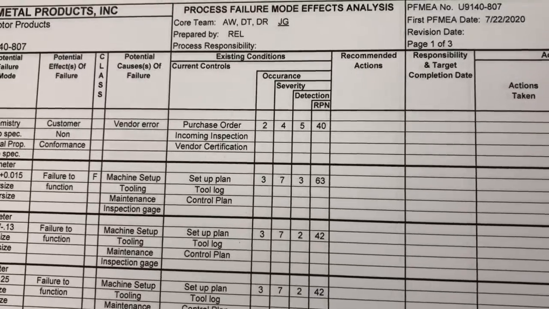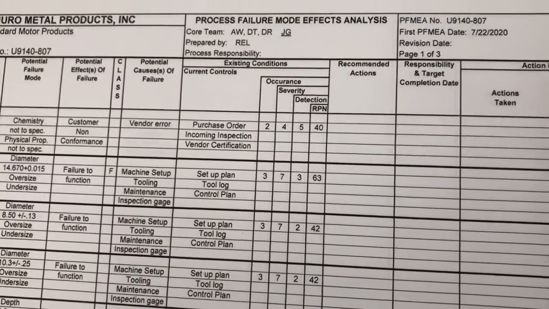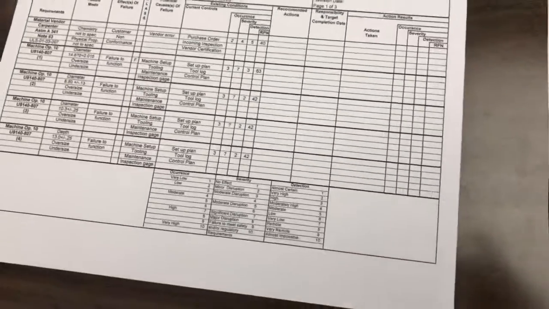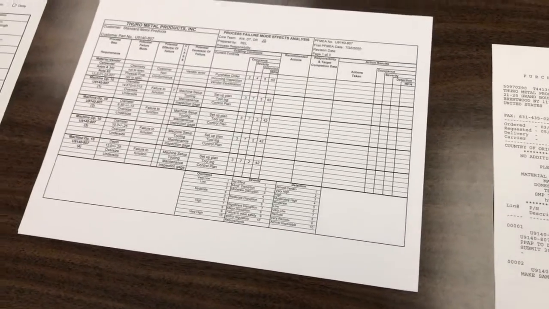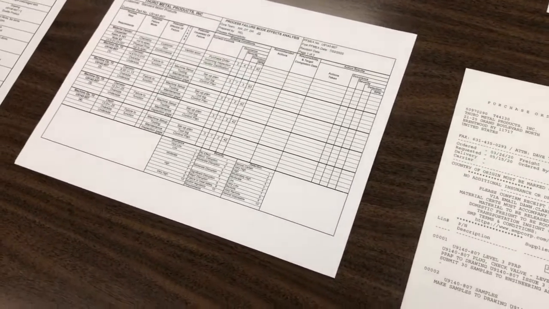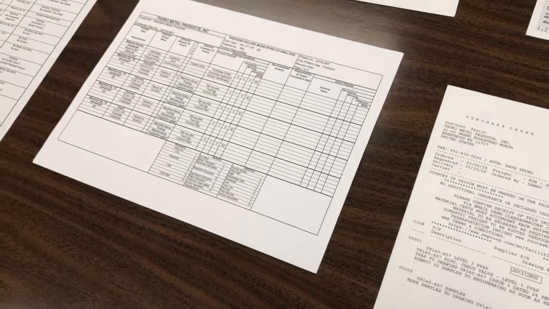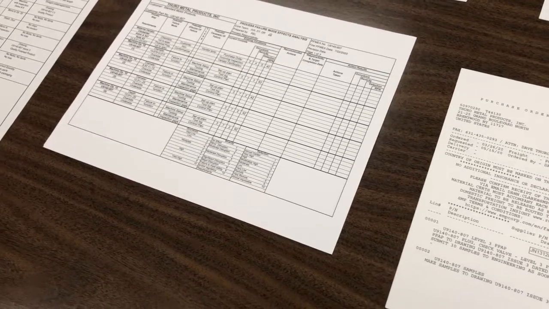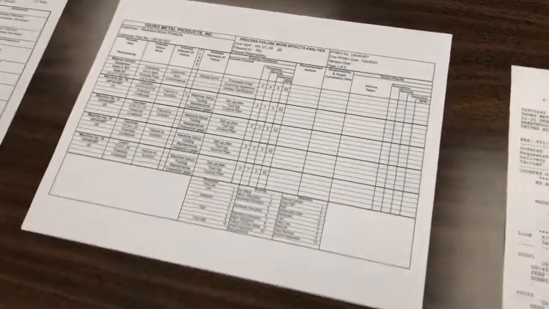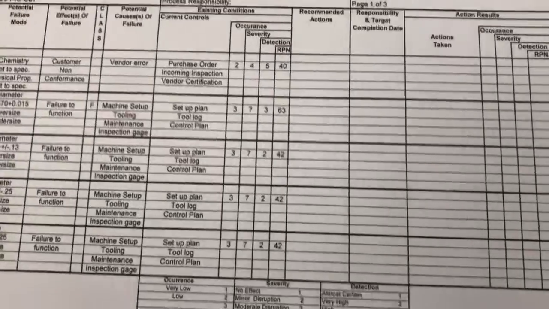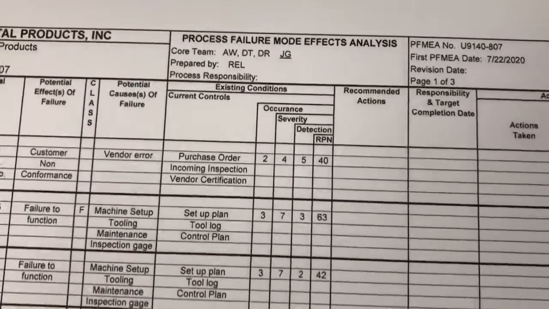We inspect everything, but we don't want to put a lot of time and effort into something that's very easy to detect if it's wrong, and that has very little impact on whether the end product is going to work or fail. So that's really what the PFMEA, process failure mode and effects analysis, is. That's what that's called.